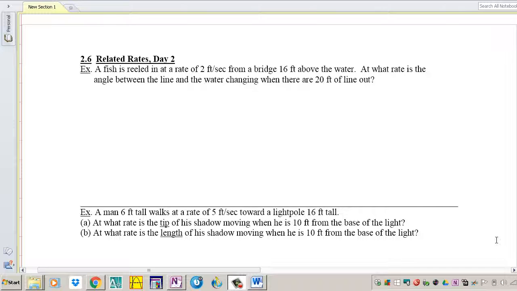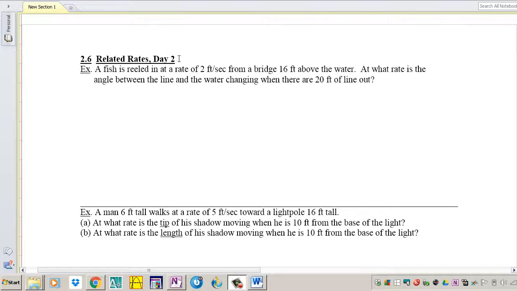In this lesson, we're going to be doing an extension of Day 1 with more examples. As I mentioned before, related rates is an application of derivatives and implicit differentiation. So let's begin with the first example.